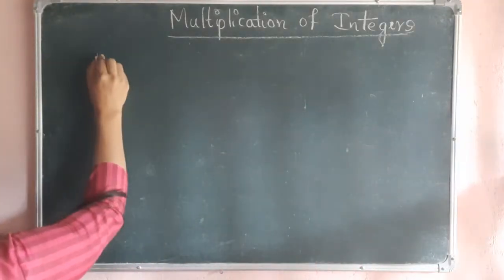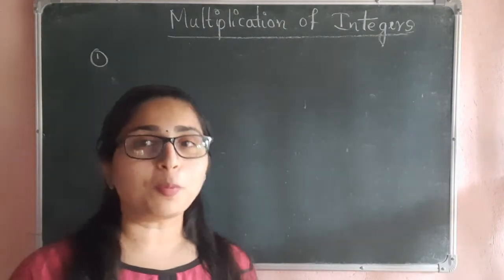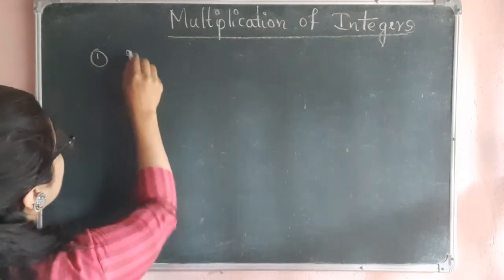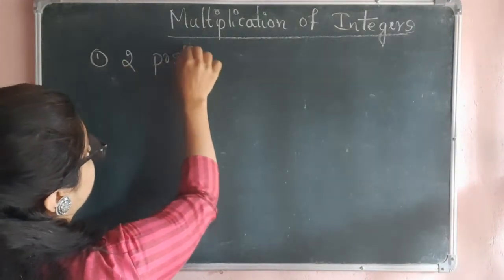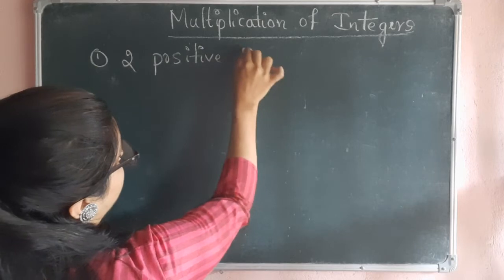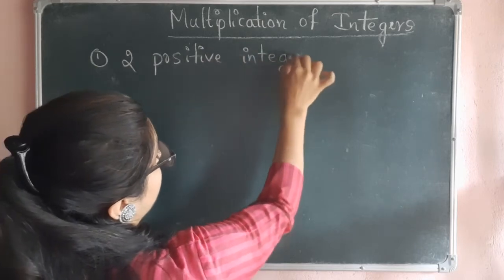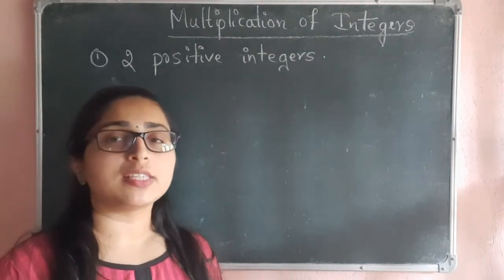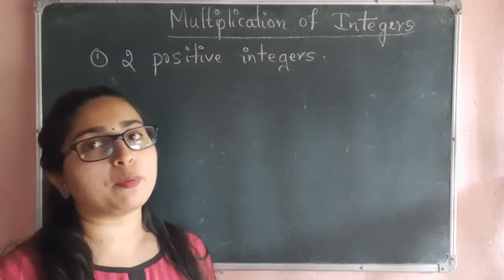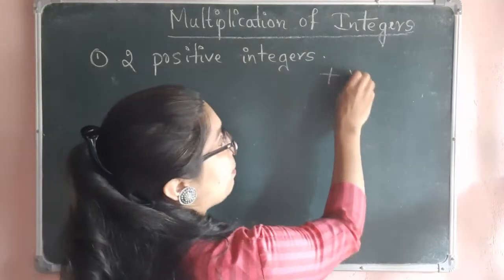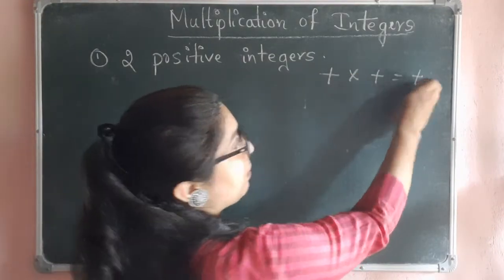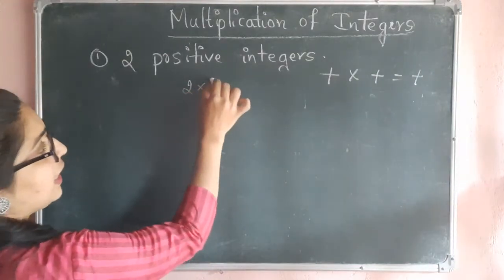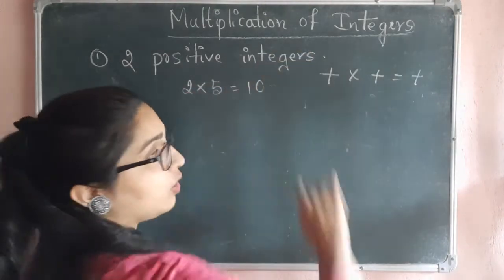So first let us take the multiplication of two positive integers. They are nothing but the multiplication of whole numbers. So whenever you multiply two positive integers, the result will also be a positive integer. That means plus into plus, that will give you plus. So we will take an example. That is 2 into 5, that gives you 10.